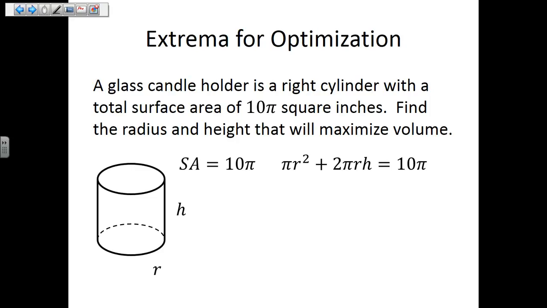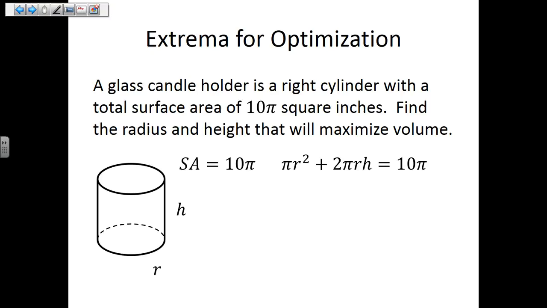Now this is what we refer to as a constraint equation. What it does is it relates our radius and our height. And this is one of the more difficult parts of this problem, coming up with our constraint equation. Just always look for the number that they're giving you. That's going to be involved in your constraint equation.